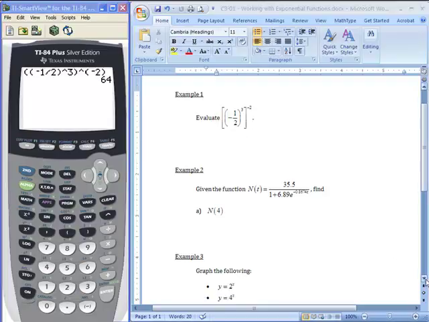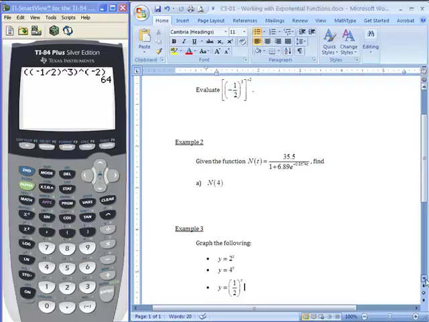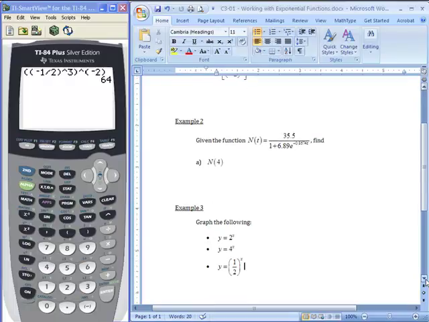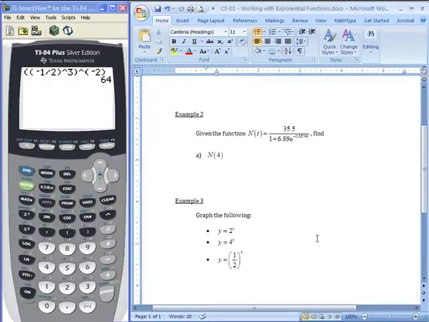Alright, example 2, we're given this function here. N of t is equal to 35.5 in the numerator divided by 1 plus 6.89 e to the -0.8674t in the denominator. And we're asked to find N of 4. All right, this is something called a logistic function, and you'll learn a little bit more about logistic functions later. But right now we just want to see if we can substitute and get the correct answer here.